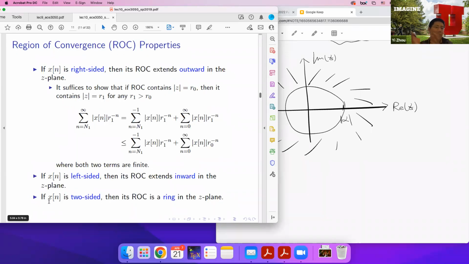And then if the signal is two-sided, the ROC is the intersection between the outward and the inward regions. That gives us a ring in the Z plane. But in the Laplace transform, if the signal is two-sided, that gives us a vertical strip. So the only difference is their shape. For the Laplace transform, we have vertical ROCs, and for the Z transform, we have ring-shaped ROCs.